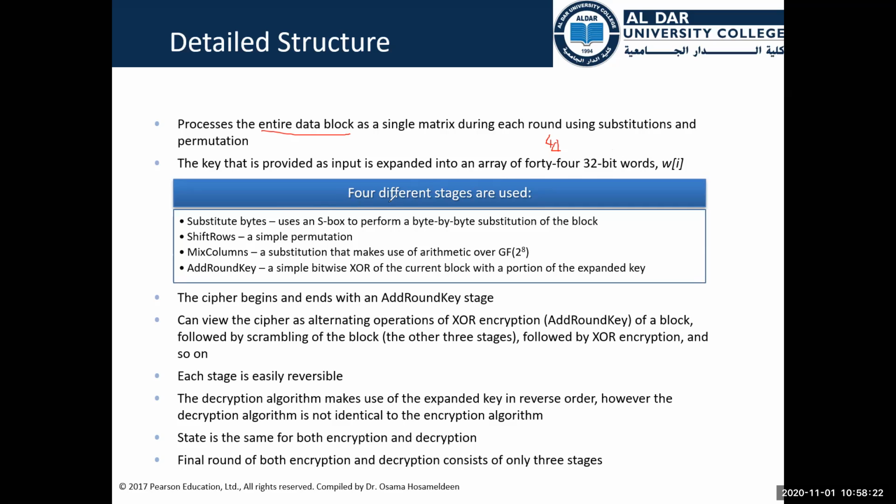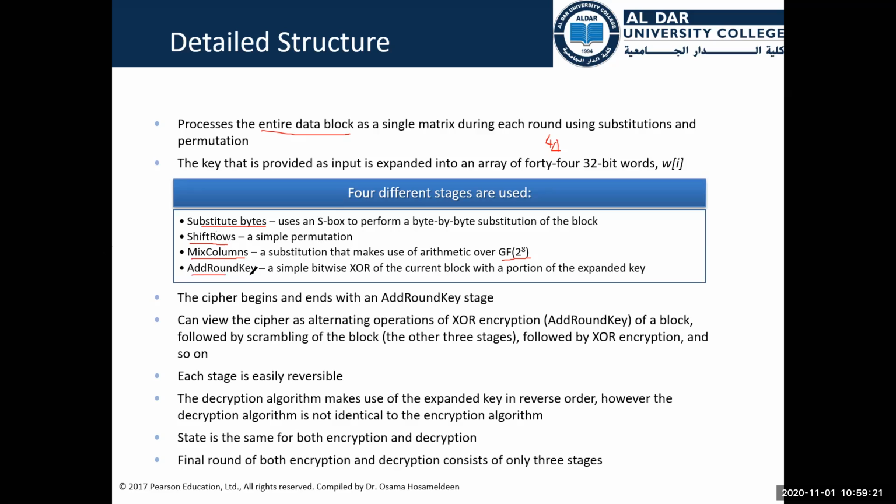And these are the internal operations inside each round. For sub-bytes, we are going to use an S-box to perform a byte-by-byte substitution of the block. So it is a replacement of bytes. We have sub-bytes, or the S-box, and then we are going to use that S-box to replace some bytes. For example, I take A and then replace it by C. Simply like that, substitution. And shift rows is a simple permutation. Shifting right to left or left to right is just a simple permutation. And mix columns is a substitution that makes use of arithmetic over GF(2^8). We are going to use the arithmetic of GF(2^8) in the mix columns.